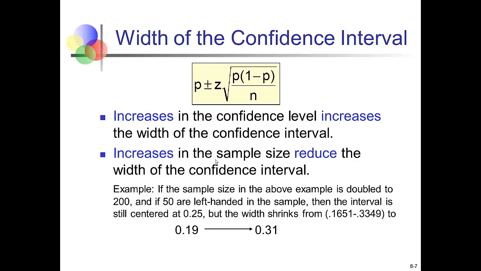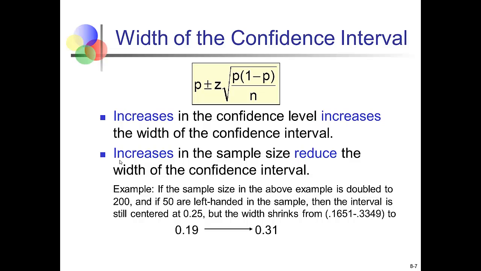If we increase our sample size, that will reduce the width of the confidence interval. Making n bigger makes this fraction smaller, and so the entire margin of error will be smaller and the confidence interval will be narrower. Based on our example in the last slide, if the sample size is doubled to 200, and suppose that 50 of those people are left-handed, the interval is still centered at 0.25. But instead of being this wider interval from 0.1651 to 0.3349, the interval becomes 0.19 to 0.31. That interval shrinks. We get a more accurate prediction without having to change our confidence level.